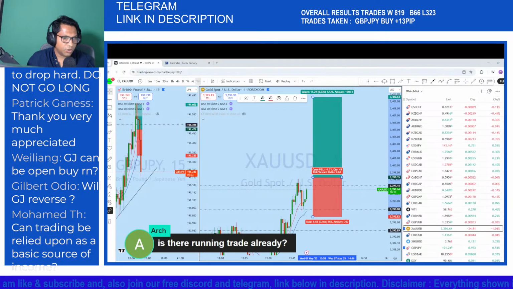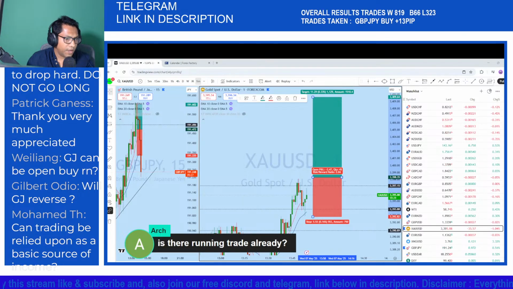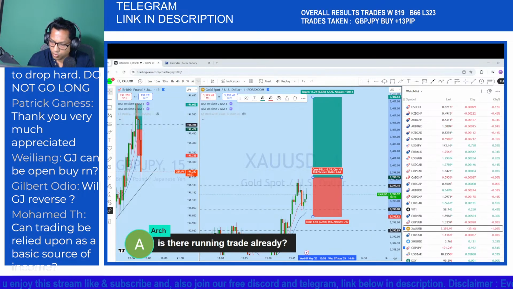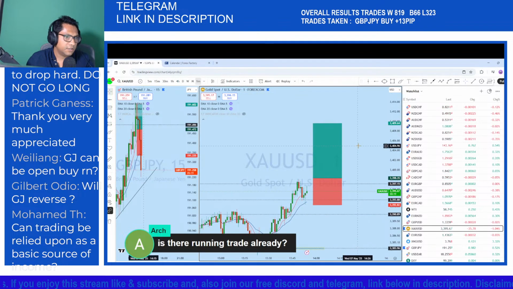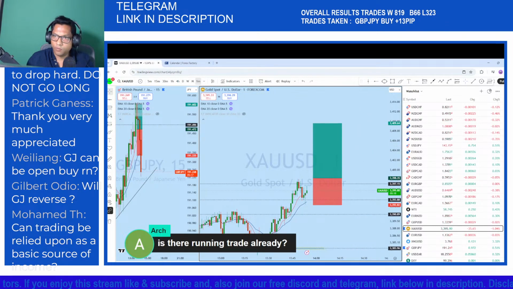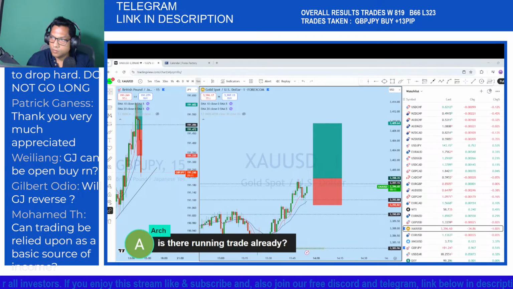So place buy stop at 3398.35, stop at 3392.82, and TP target at 3409.64. So place that buy stop.